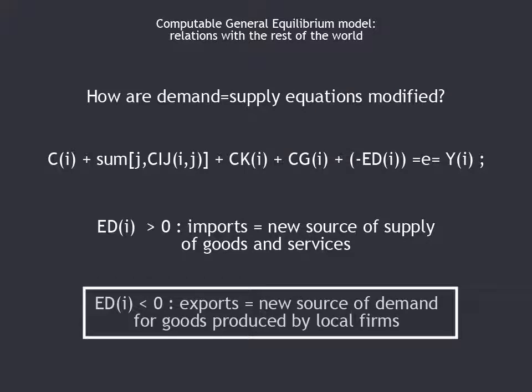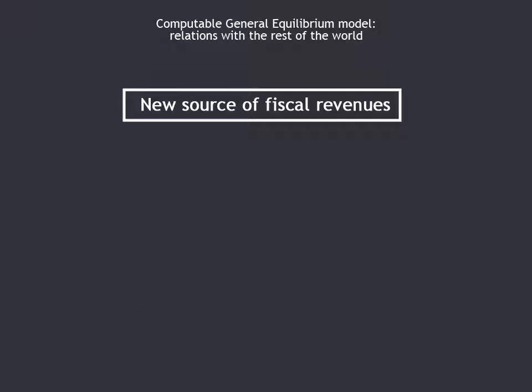This is exports. There is a new source of fiscal revenues with these custom revenues. And we only consider here custom revenues from tariff applies on imports. So we do not consider any export tax, we do not consider any quota on imports, only tariffs on imports.